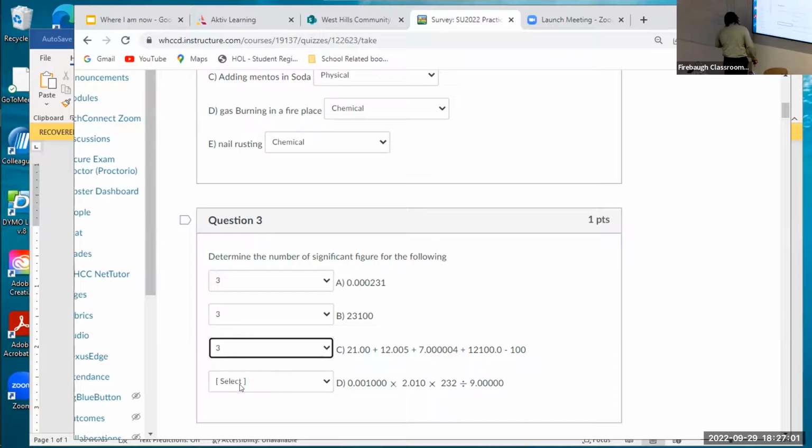Or I would go 1.20 times 10 to the 1, 2, 3, 4. This one is easier to see. I have 3 sig figs. So the answer would be 3 sig figs.